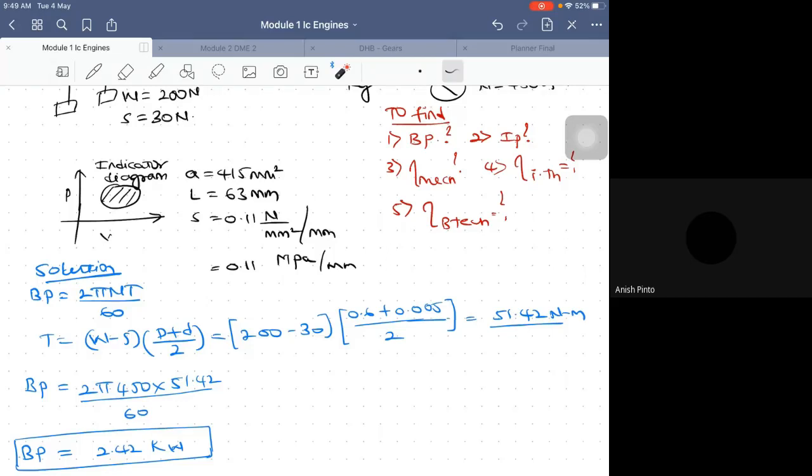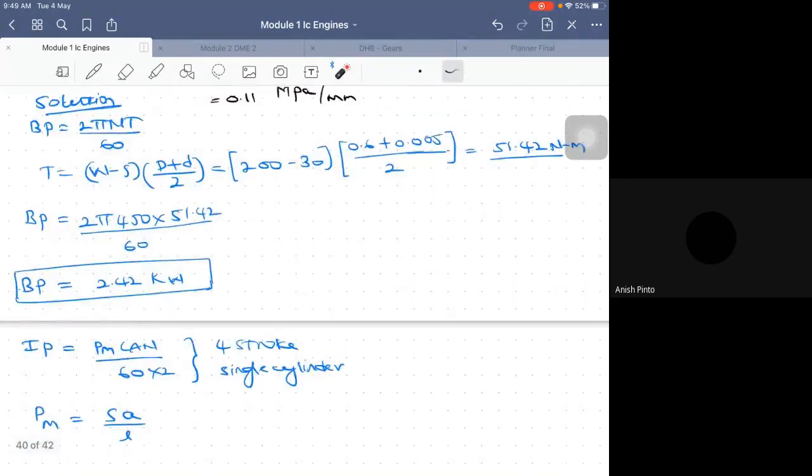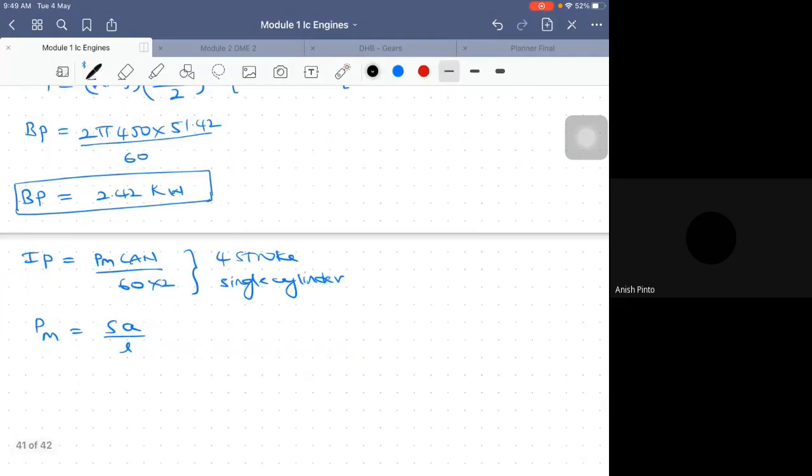So, S A by L. A is how much? Just check the units. What is the unit of S there? S is in megapascal per mm, cross area. Area is in mm square, divided by L in mm. So mm square cancels with mm, and whatever final unit you get would be in megapascal. So just substitute everything in the same unit.